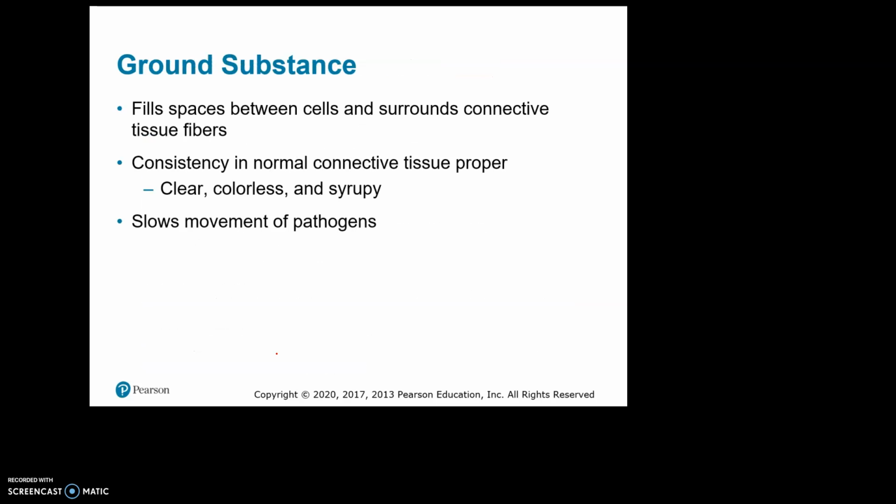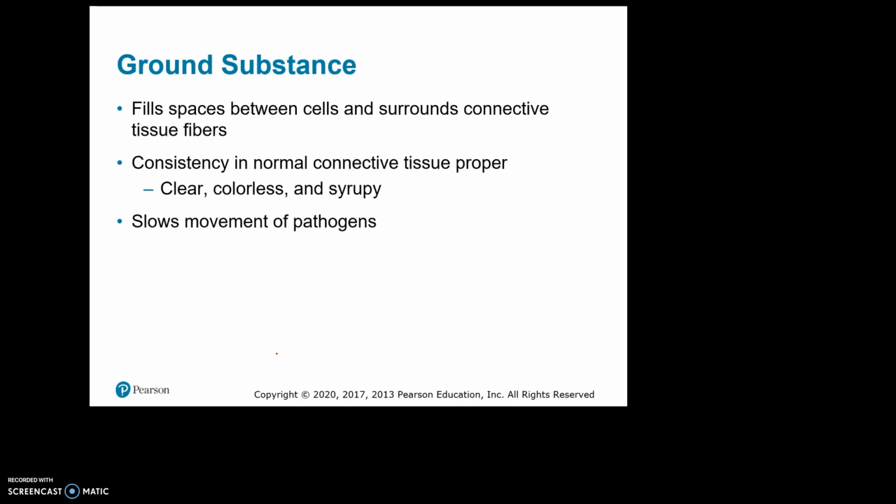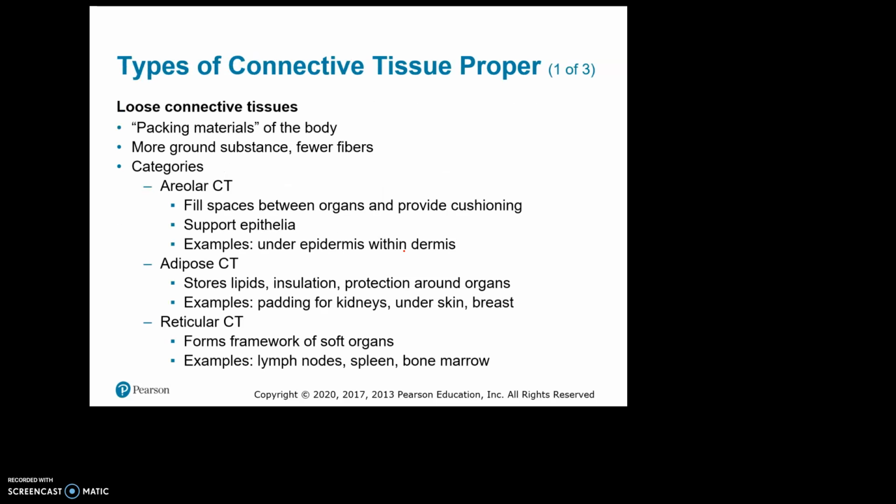Okay, so ground substance. The connective tissue fibers and the ground substance together make up the matrix of connective tissue. In connective tissue proper, the ground substance is a clear, colorless, and syrupy substance, whereas in bone it's a very hard, solid ground substance, and in blood it's fluid. So the ground substance can be different consistencies depending on what type of connective tissue it's found in.